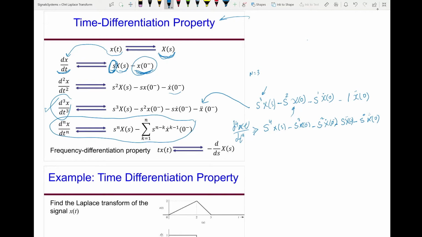The next property is the frequency differentiation property, which is taking the derivative of X of s in the Laplace domain. So if I have a signal x of t and then multiply it by t, then the Laplace transform of this one will be just X of s, the Laplace transform of x of t, taking the derivative of it in the Laplace domain.